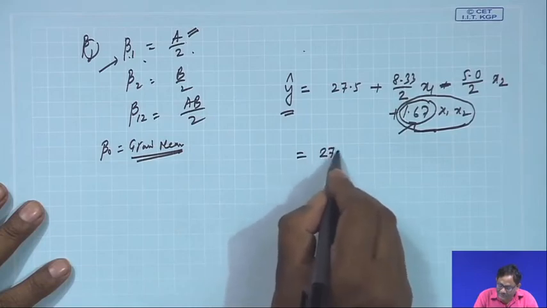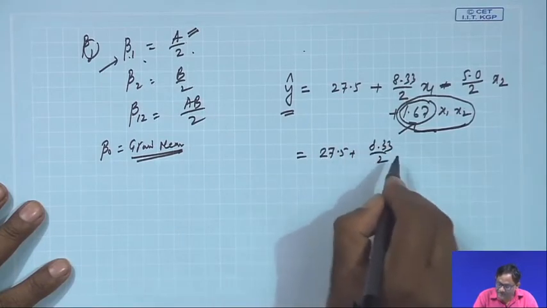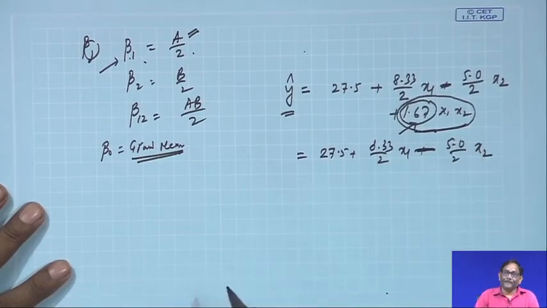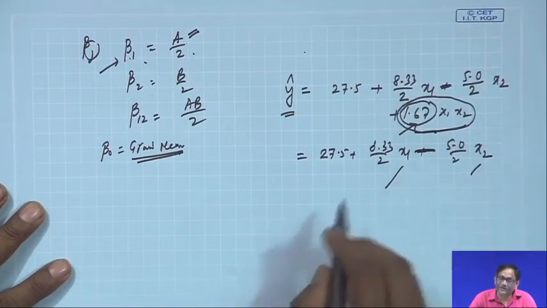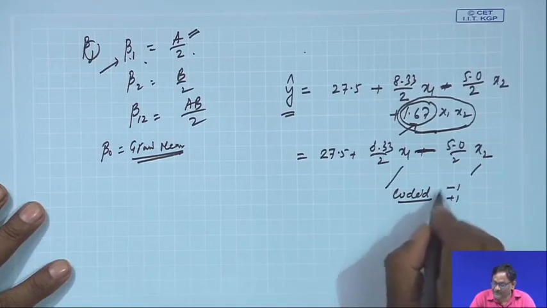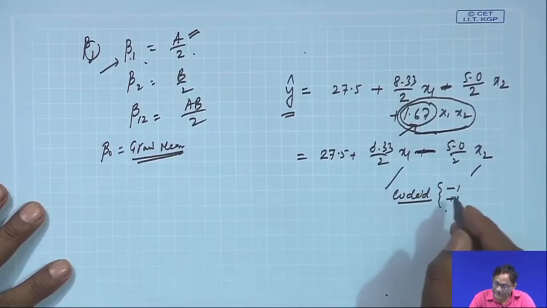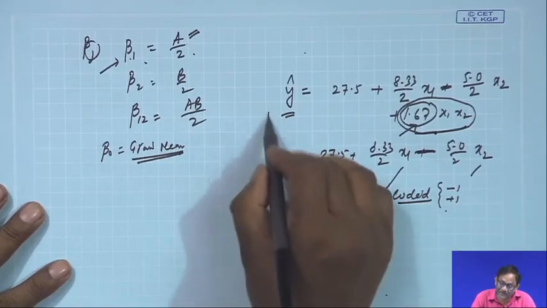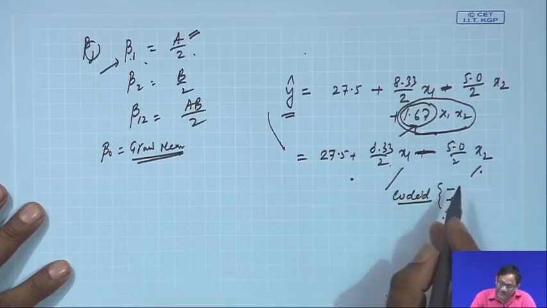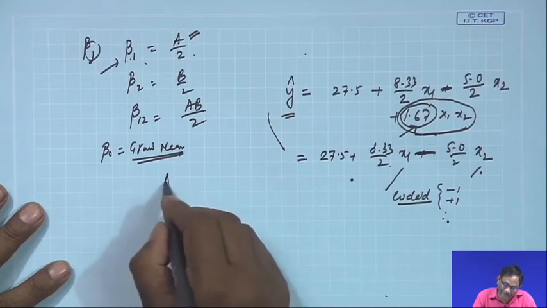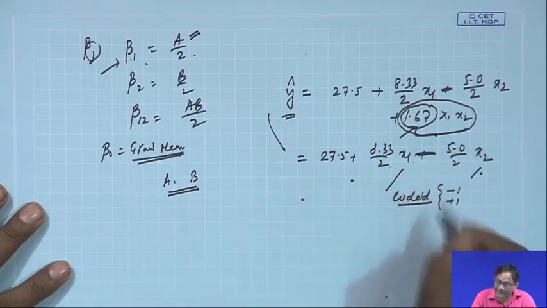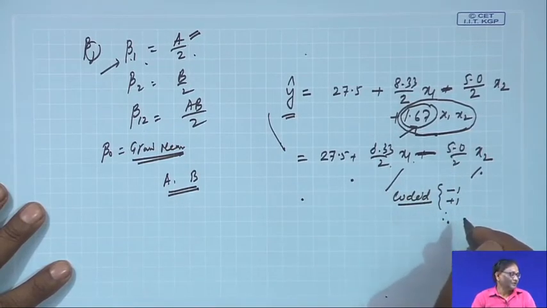So, your equation will be 27.5 plus 8.33 by 2 x1 minus 5.0 by 2 x2. Here x1 and x2 are coded, coded means -1 and +1. This regression equation is with reference to the coded x1 and x2. You may be interested to go back to factors A and B in the original scale instead of writing in the coded scale of -1 and +1.